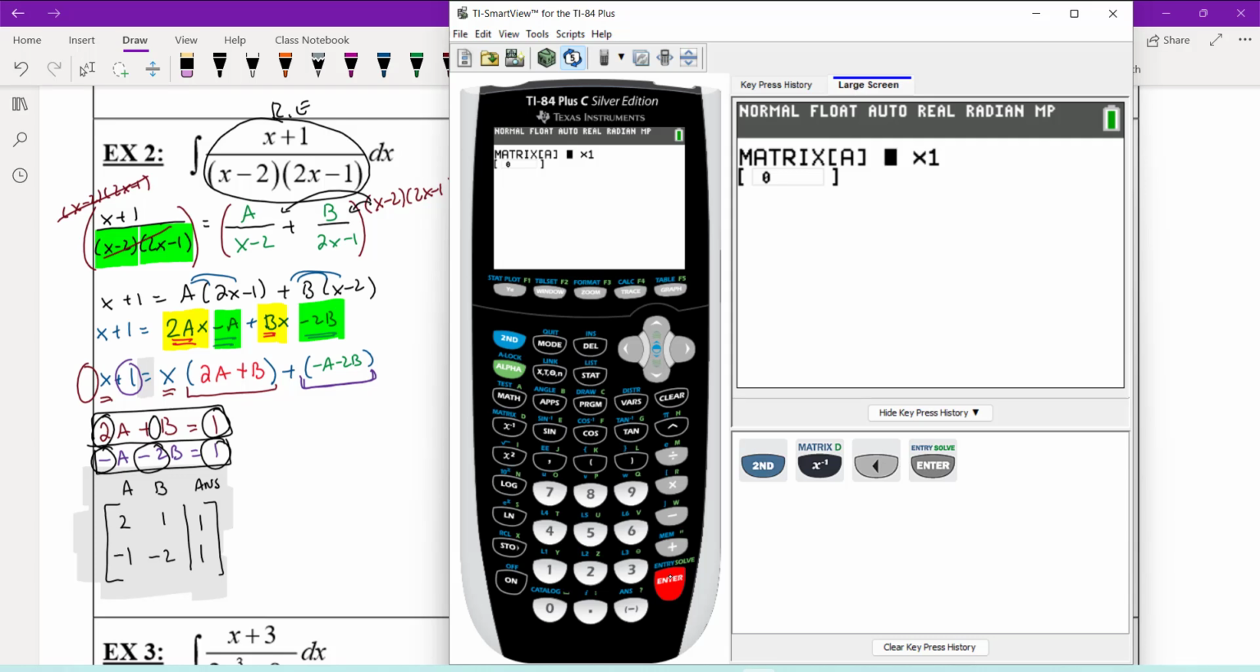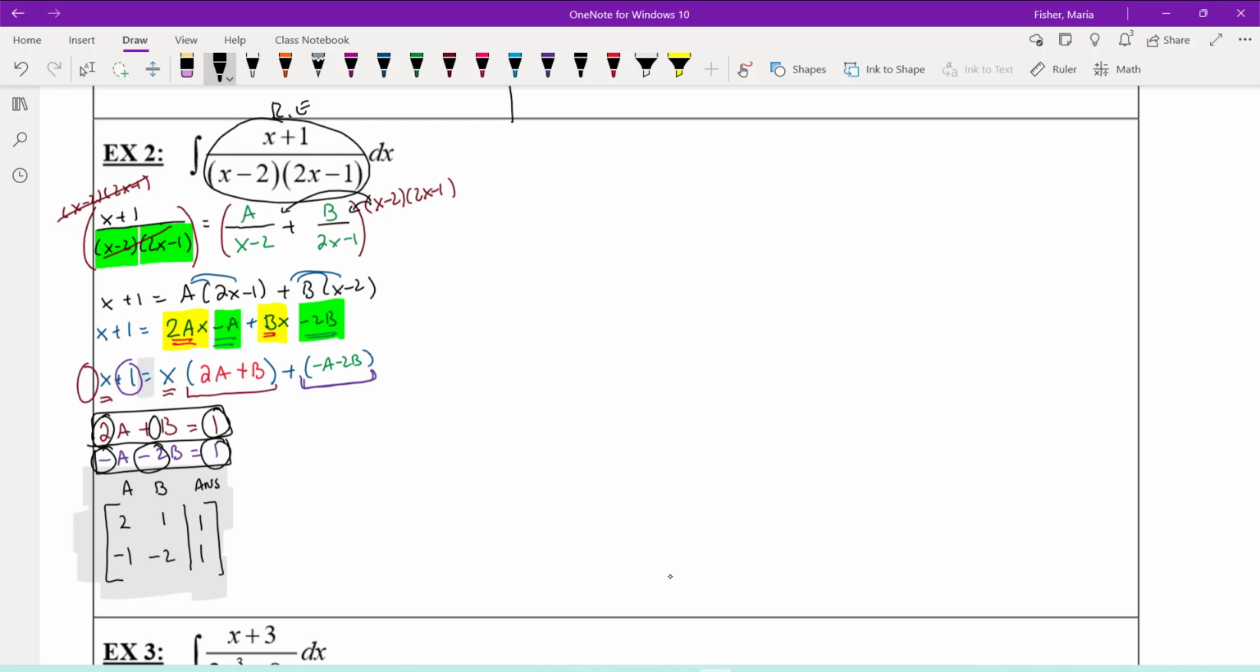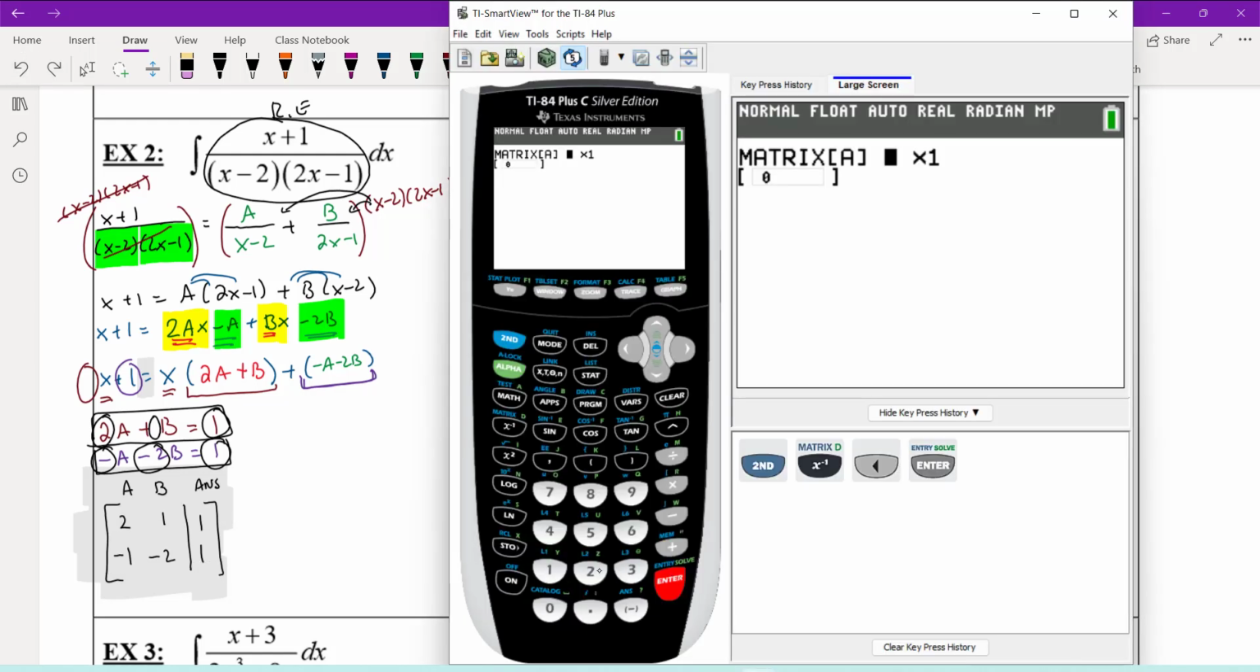Now it asks you, what kind of matrix are you looking for? This is trying to figure out how many rows and how many columns you have. If I look here, I have 2 rows, and I have 3 columns. So I'm going to put in a 2 by 3. So 2, enter, 3, enter.